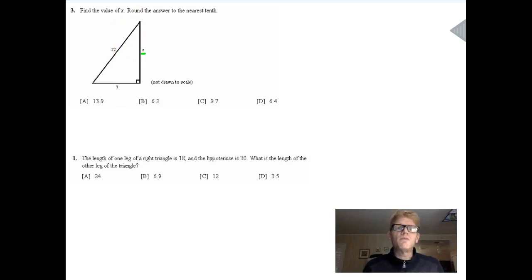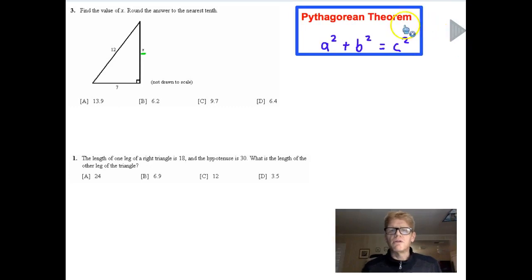Now, one of the things that we'll need to remember for this is called the Pythagorean Theorem, and hopefully you've heard it before. This will probably look familiar to you. The Pythagorean Theorem, created by good old Pythagoras, is a squared plus b squared is equal to c squared. Now each one of those letters represents a side of the triangle. The c is the most important one. It's known as the hypotenuse.